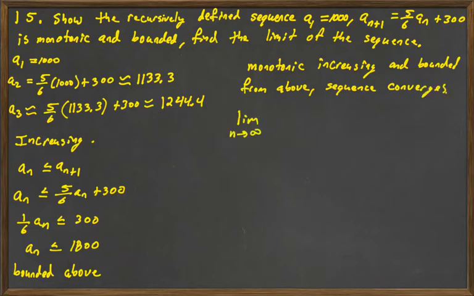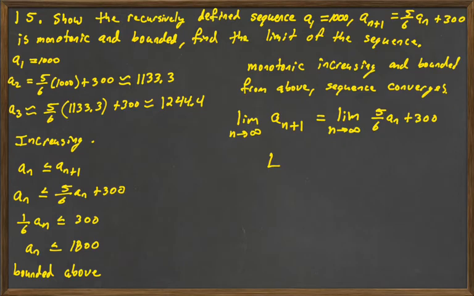So the limit as n goes to infinity of a sub n plus 1 is going to have the same limit as n goes to infinity of 5/6 a sub n plus 300. So a sub n plus 1 is, by definition, 5/6 a sub n plus 300. Okay, now a sub n plus 1 and a sub n are both part of the same sequence, so they're going to have the same limit.